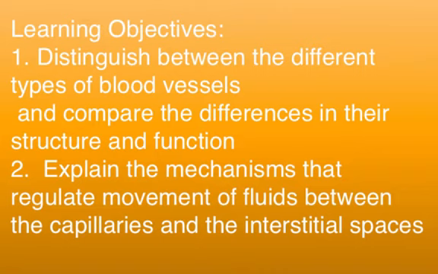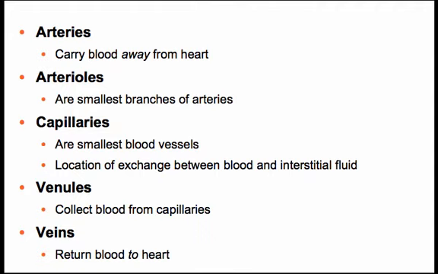Blood vessels are classified by size and histological organization. Arteries are vessels that carry blood away from the heart. Arterioles are the smallest branches of arteries. Capillaries are the smallest blood vessels and are the only place where exchange occurs between the blood and interstitial fluid. Venules are small veins that collect blood from the capillaries, and veins return blood to the heart.